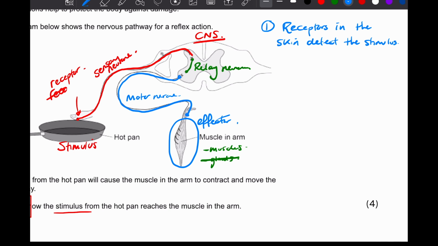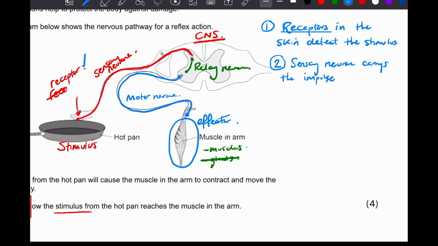The key word in here is that you are talking about receptors. So we've done that, so we can tick that off. I wouldn't put the tick through it just in case you want this bit marking. So we've talked about the receptors, but it's a good idea here, this is forming our plan. 2, the sensory neuron carries the electrical impulse to the central nervous system.